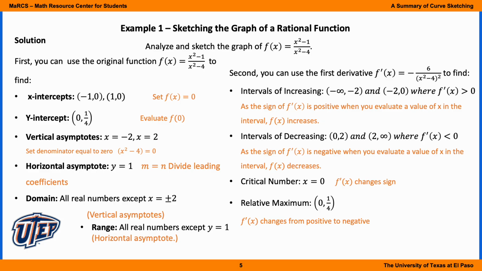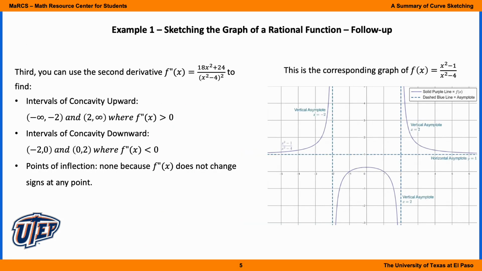Now our critical number happens at x is equal to 0 because our derivative changes sign. And lastly, we have a relative maximum at the point (0, 1/4). So our derivative changes sign from positive to negative. So now we can use the second derivative to find our intervals of concavity upward or downward and our points of inflection. So using the quotient rule, we get that our second derivative is equal to 18x squared plus 24 divided by x squared minus 4 squared.